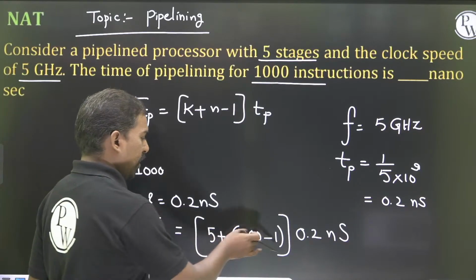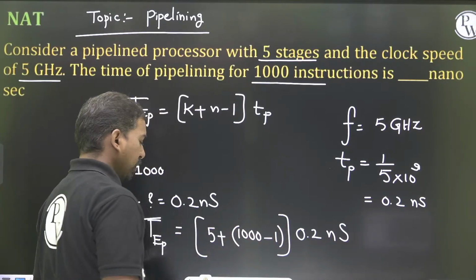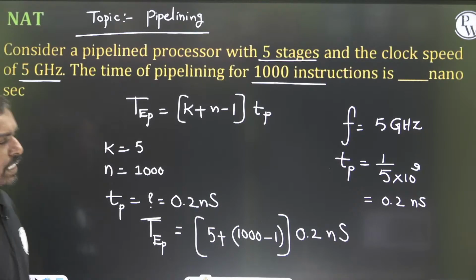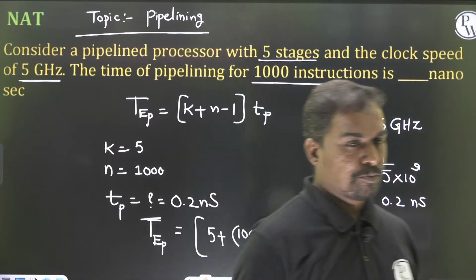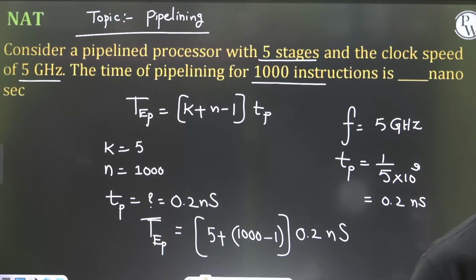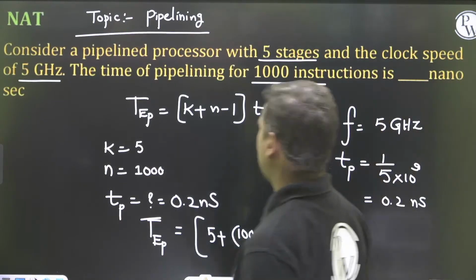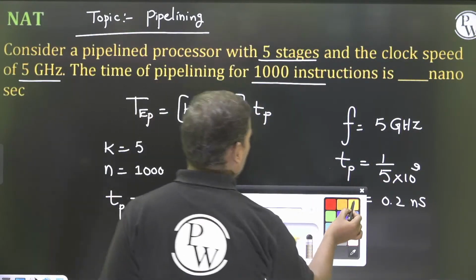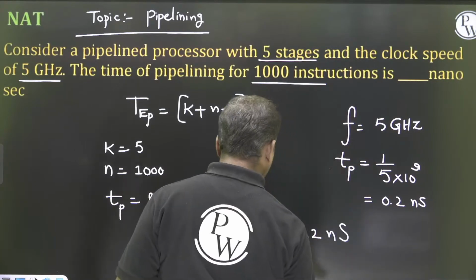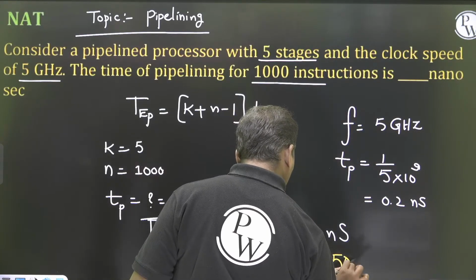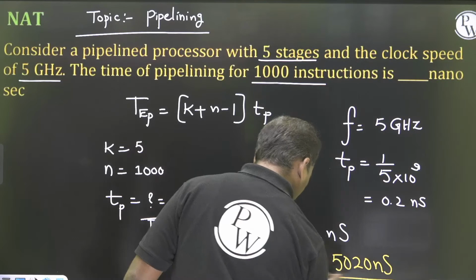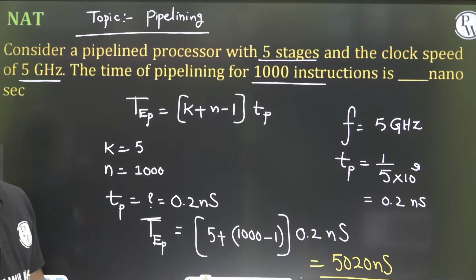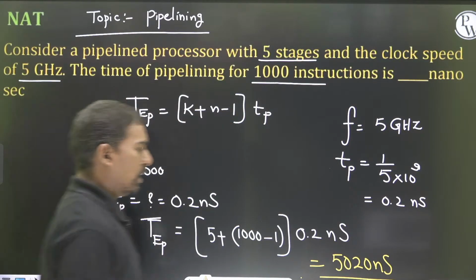This is 999 and 5. So what is the right answer? 5020 nanoseconds. The right answer is 5020. Questions can be expected in different ways in pipelining. Let us go for the next question.